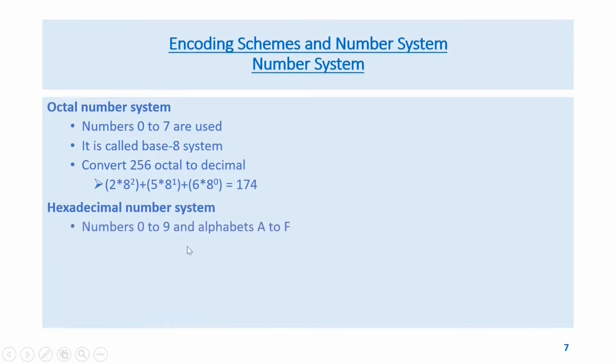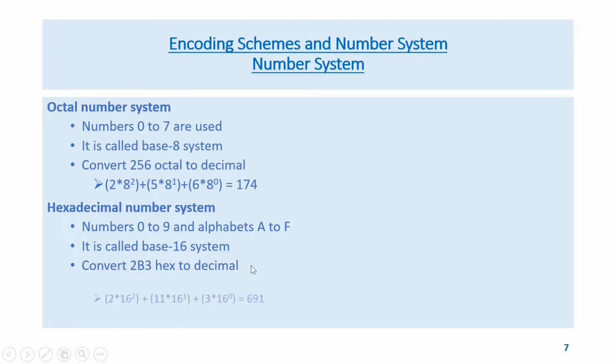Hexadecimal number system. Numbers 0 to 9 and alphabets A to F are used here. It is called the base 16 system because 0 to 9 is 10 and A to F is 6, so there are 16. Convert 2B3 hex to decimal. Let us see this example. In the case of hexadecimal, it is the base 16 system. So we use 2 into 16 square, plus 11 into 16 power 1. Because 0 to 9 and then A to F, A is 10 and B is 11. So instead of B, we use 11 here: 11 into 16 power 1, plus 3 into 16 power 0, that is 691. That is how we convert hex to decimal.